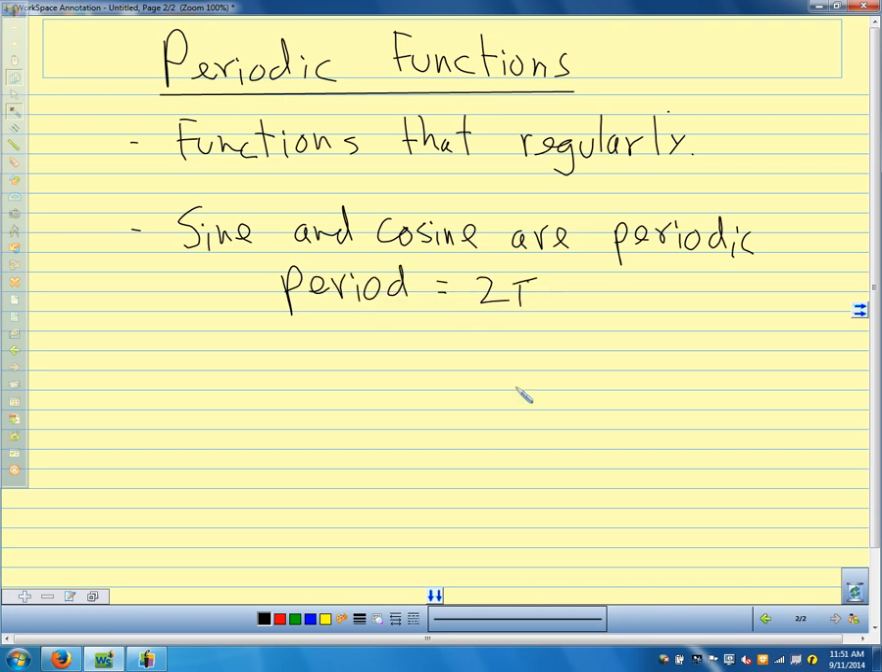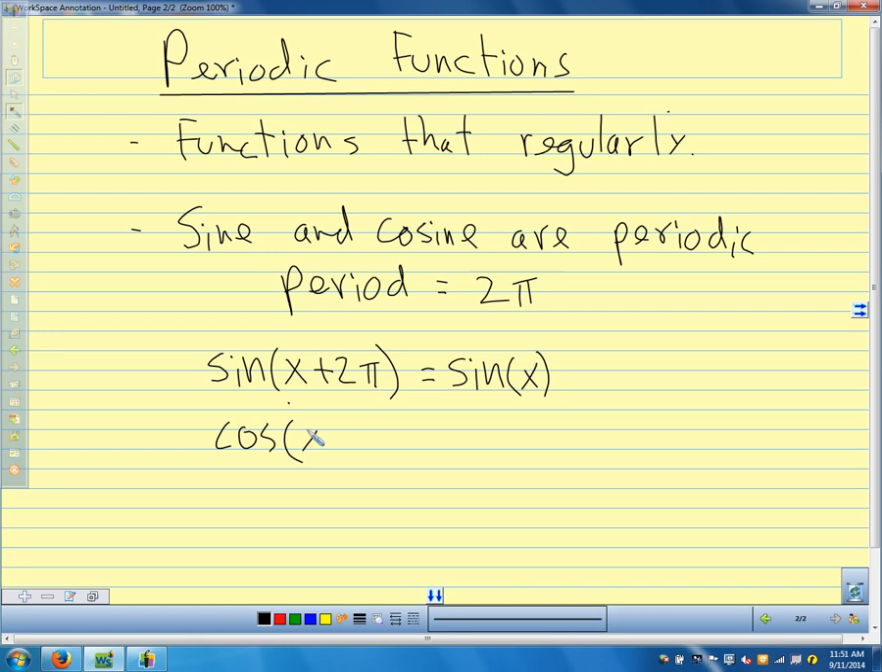Pi radians. Because they repeat when we go around the circle, we get back to the same point. So they're repeating every 2 pi units. And what that means is that the sine of x plus 2 pi equals the sine of x. I get back to the same place. The y coordinate is the same.